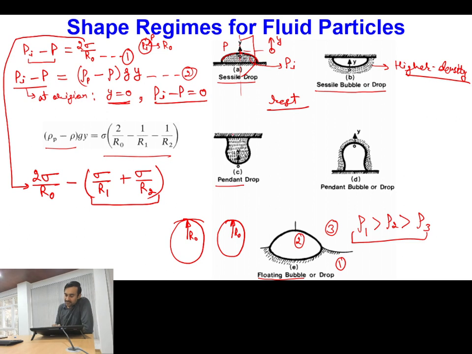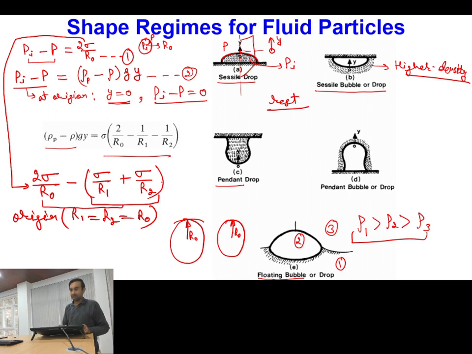Okay, so at the central point the periphery of the drop is purely symmetric in all the directions, so that's why for origin R1 will be equal to R2 will be equal to R naught. Once this condition is satisfied for the origin, then for origin this entire right hand side will become equal to 0.